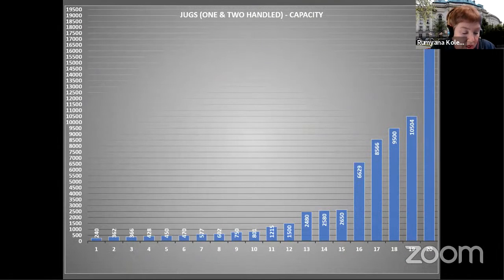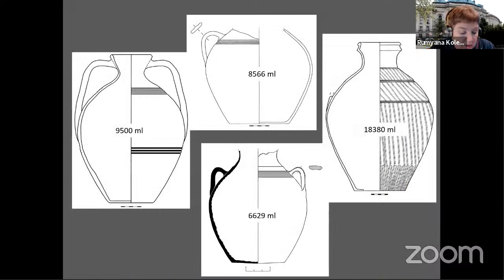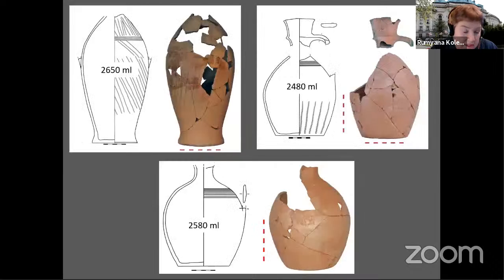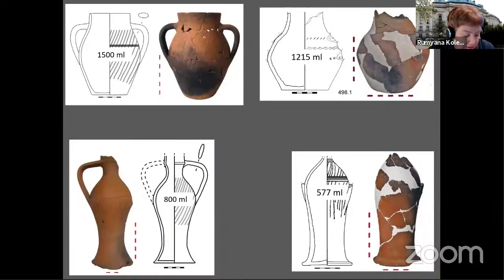Closed vessels vary in shape and capacity. For convenience, here we name them all jugs. Storage jugs, or amphorae, have a capacity of more than 6,000 milliliters, always have two handles, and are obviously used for storage. They have an elongated body with the handles protruding from the mouth, or a more globular body with two handles on its shoulders. Medium-sized jugs are presented by 3 vessels of different shape with 1 or 2 handles.